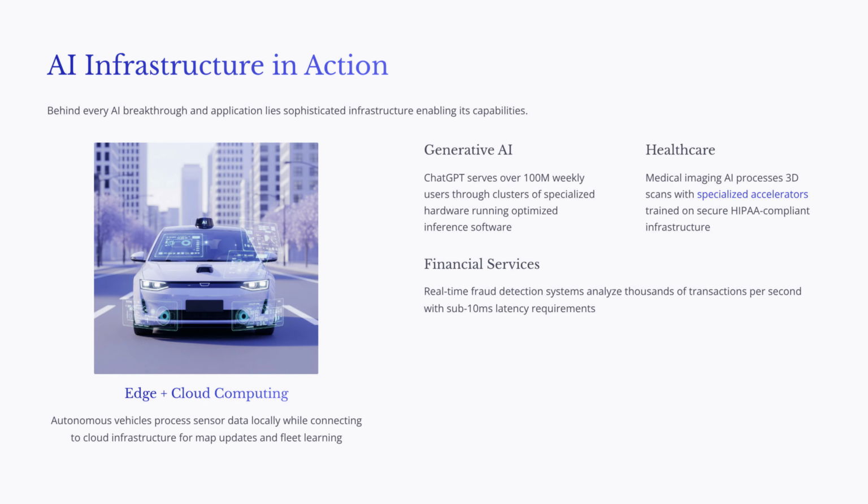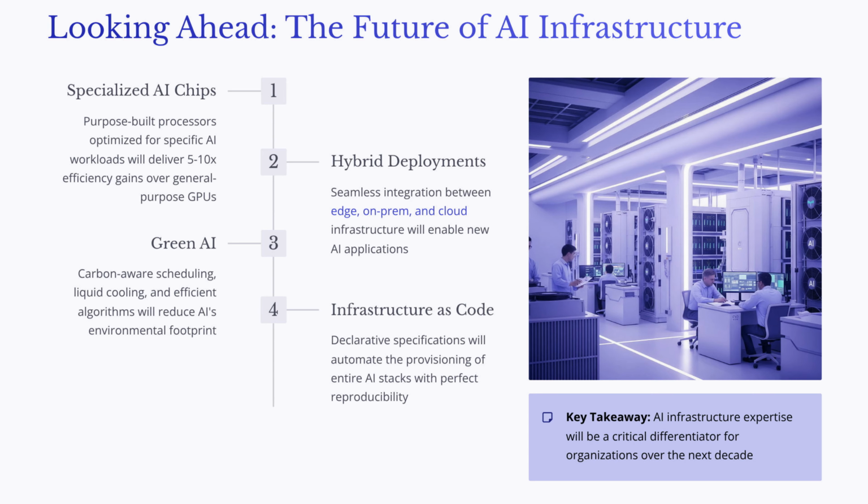The future of AI infrastructure will be defined by four major trends. First, specialized AI chips. Purpose built silicon for specific workloads will deliver 5 to 10 times efficiency gains compared to today's general purpose GPUs.